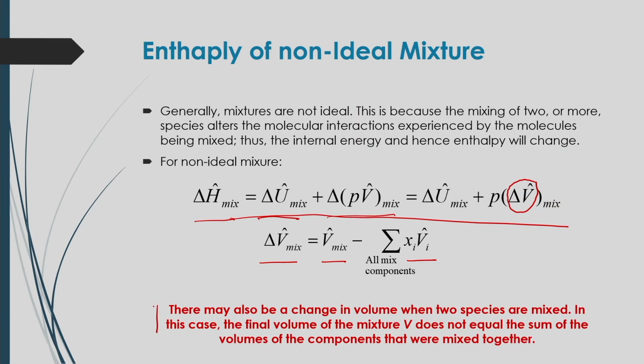In this regard, you have to remember also that there may be a change in volume when two species are mixed. In this case, the final volume of the mixture V does not equal the sum of the volumes of the components that were mixed together. So, this is very important to note here.